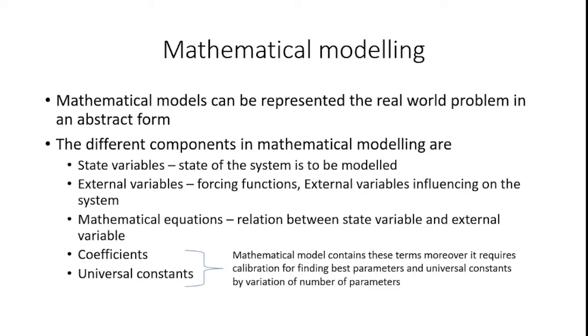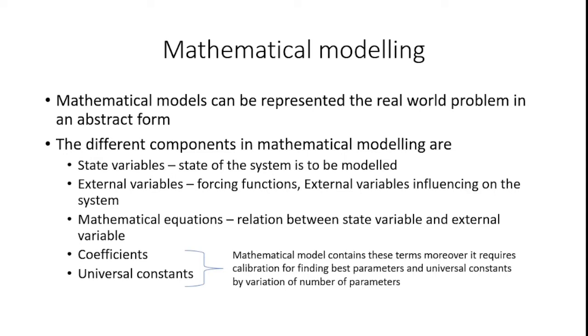And then, not only individual variables, external variables also play a role. What are the external variables to be considered in mathematical modeling? Yes, forcing functions and external variables influencing the system. Those are the external variables available in mathematical modeling. Then we can get the mathematical equations from state variables and external variables. What can we infer from mathematical equations? They develop the relationship between state variables and external variables.